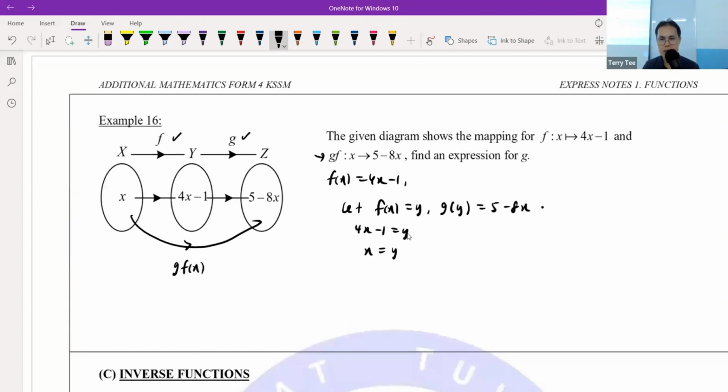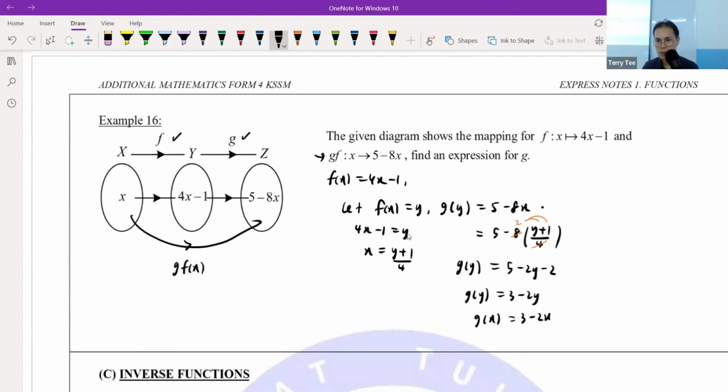Make x the subject: y plus 1 over 4. Substitute inside y plus 1 over 4. Can we simplify them? This one can cancel, right? Cancel, left with 2. Times in 1 by 1. My gy is 5 minus 2y minus 2. My gy is therefore 3 minus 2y. My gx is 3 minus 2x.